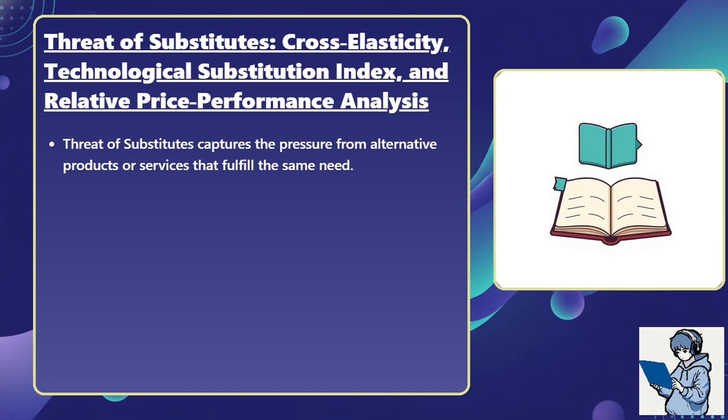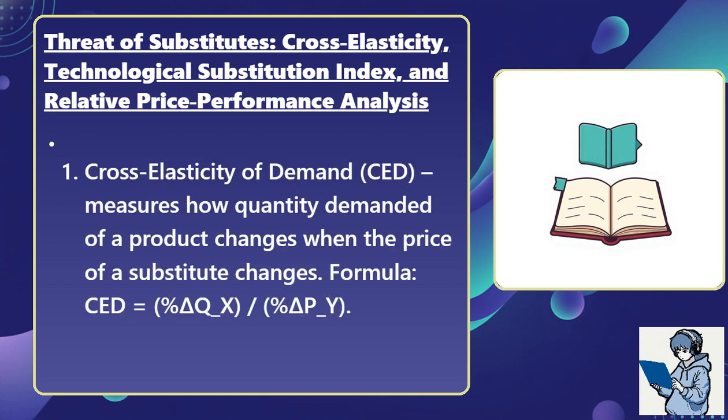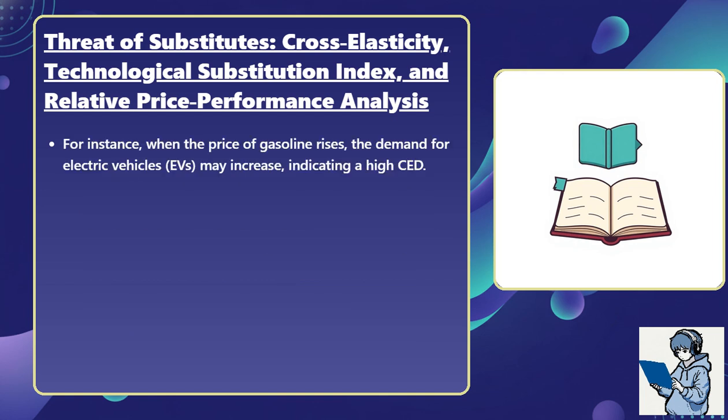Threat of substitutes captures the pressure from alternative products or services that fulfill the same need. Three analytical tools are used. Cross-elasticity of demand, CED, measures how quantity demanded of a product changes when the price of a substitute changes. Formula: CED equals % delta QX divided by % delta PY. A high positive CED greater than 1 means strong substitution. For instance, when the price of gasoline rises, the demand for electric vehicles (EVs) may increase, indicating a high CED.